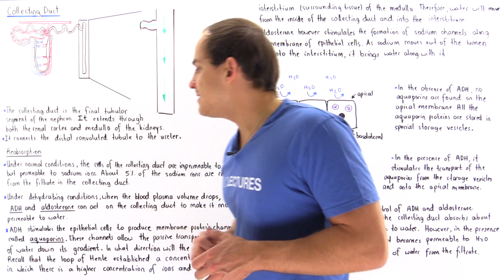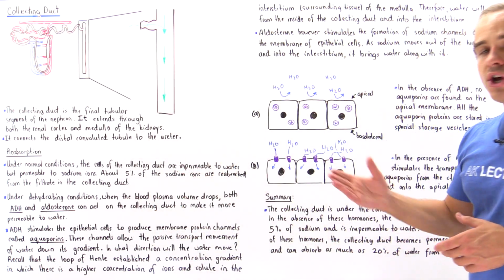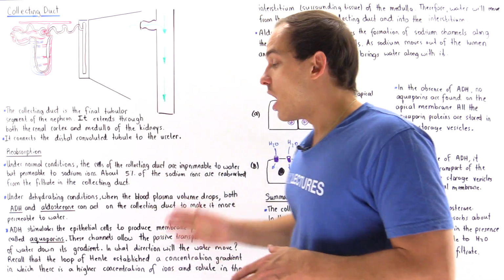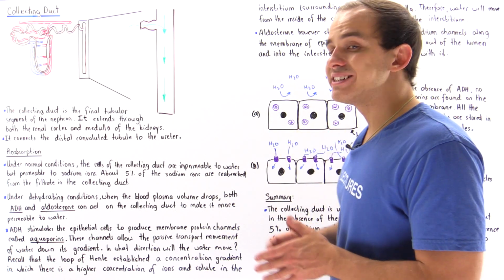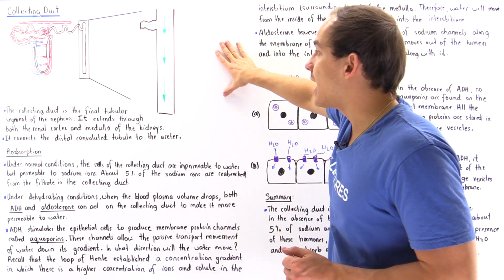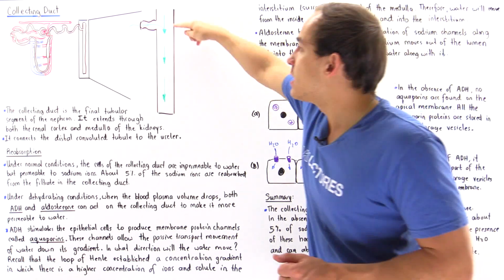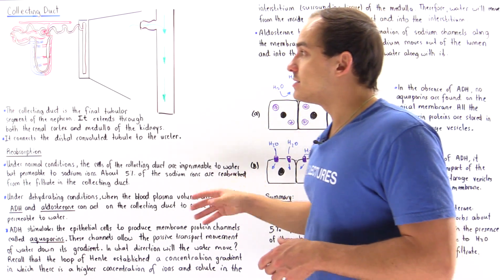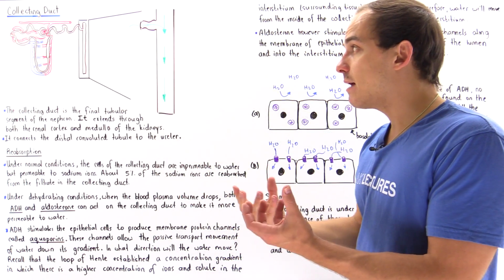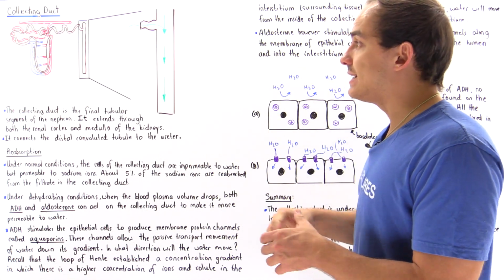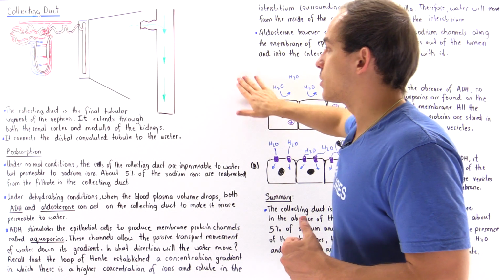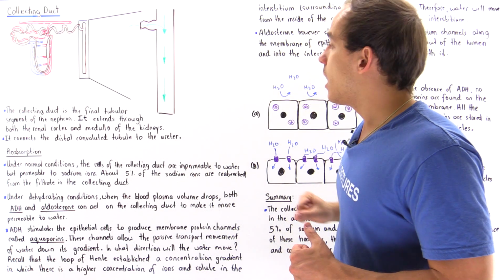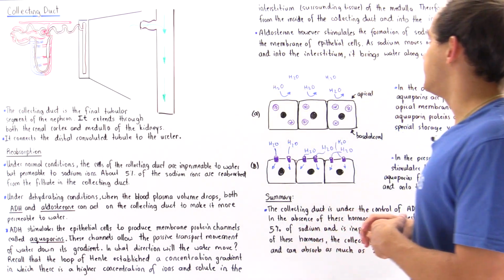So once again, ADH stimulates the epithelial cells to produce membrane protein channels known as aquaporins. These channels allow the passive transport of water down its gradient to the outside, to our interstitium, from the filtrate found in the lumen of the collecting duct. And this is because the loop of Henle established this electrochemical gradient. It concentrated the interstitium so that there is a higher concentration, a higher hypertonicity, on the outside than on the inside.